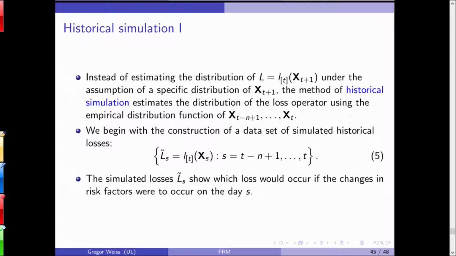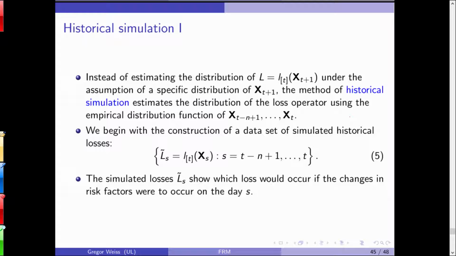Okay, the second method is even more simple. Instead of taking a parametric distribution for L, you use the historical and empirical distribution function. And in this context, it's called historical simulation, or HS. Historical simulation simply means that you take the empirical distribution function of the data, and instead of using, for example, a normal distribution, you take the empirical distribution. So how do you do this?